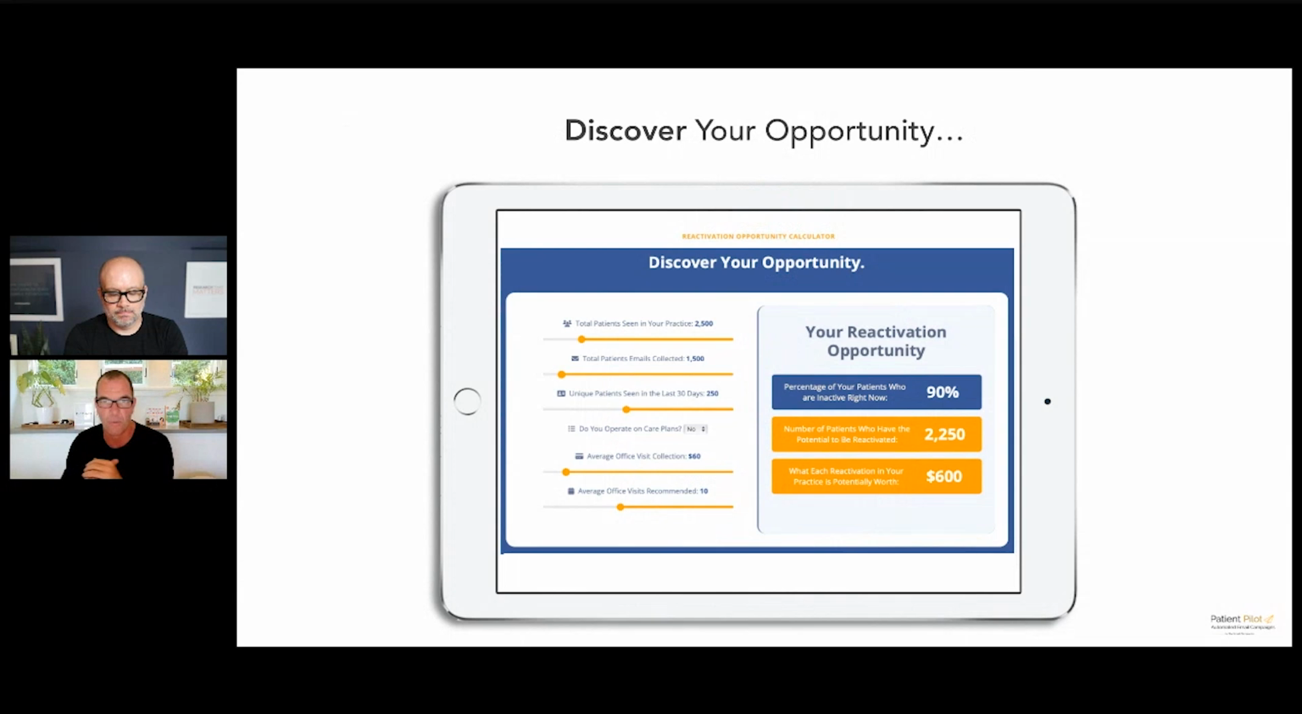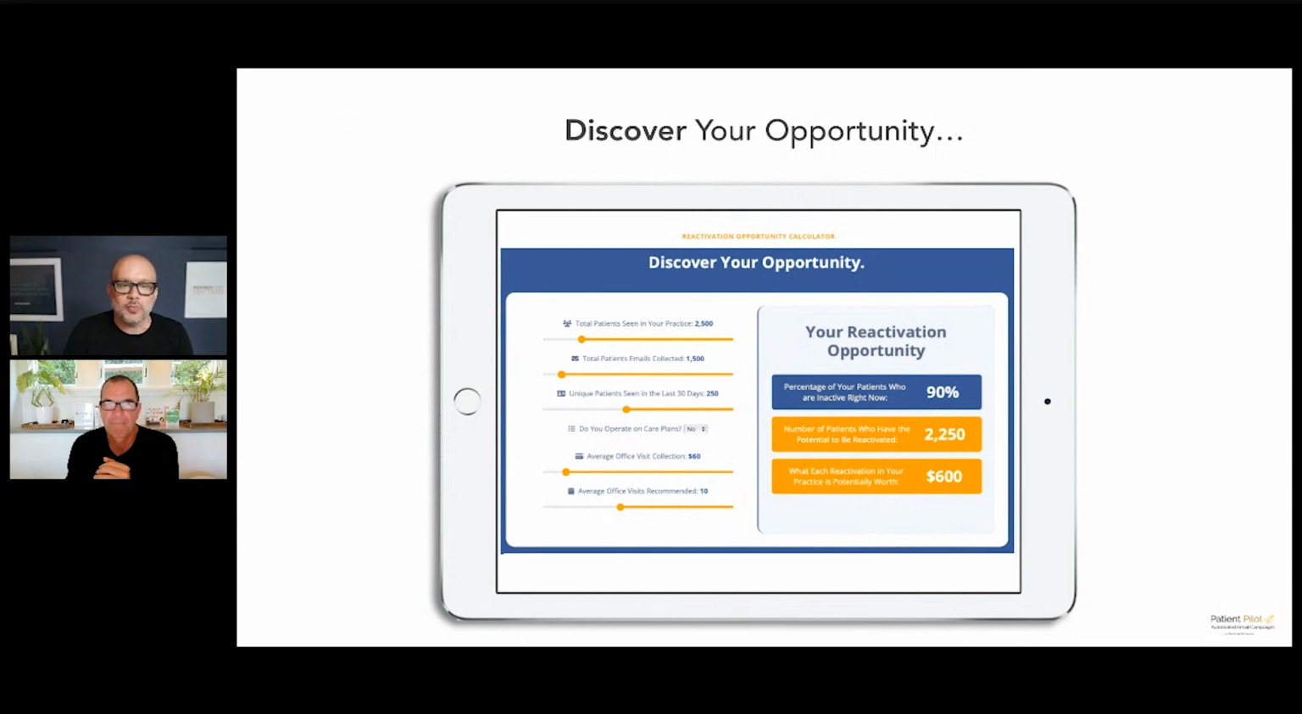Jeff, I'll ask you to go through the slide. Yeah, this opportunity calculator is going to be live on our website very soon. So we're kind of doing a little bit of a sneak preview here, but it's really important to understand. And too many docs, maybe I've ignored this statistic, which is, what's a reactivation worth to your practice? And that's really what it comes down to.